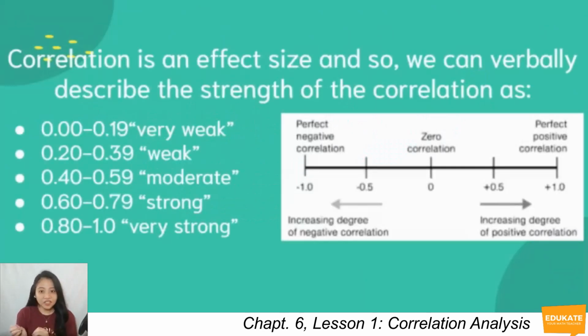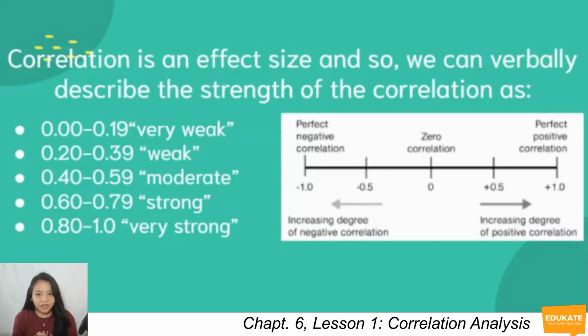So correlation is an effect size. And so we can verbally describe the strength of the correlation, yung tibay ng relationship, as very weak, weak, moderate, strong, and very strong. So yung mga nakikita nyo dyan, those are the range of values. Pag ang na-compute nyo sa correlation analysis ay 0.19, that means the strength of the relationship is very weak. Pag na-compute mo naman is 0.25, for example, that means the strength of the relationship is weak.